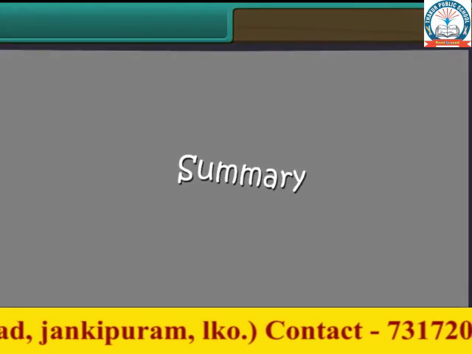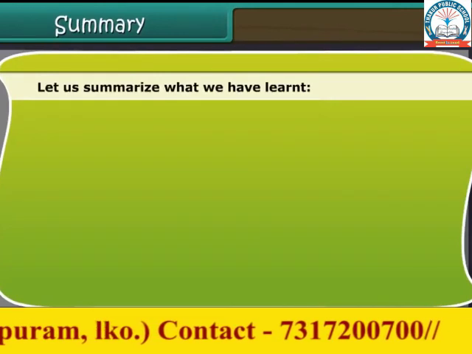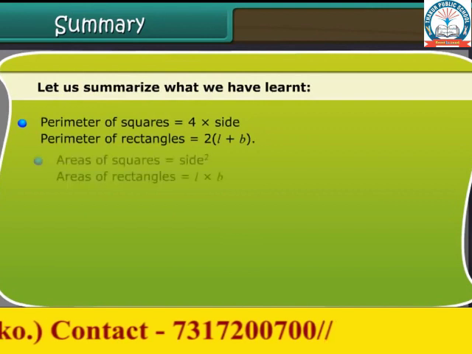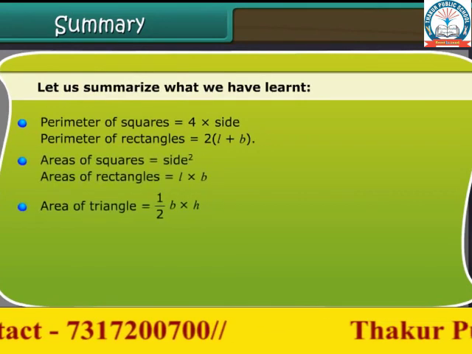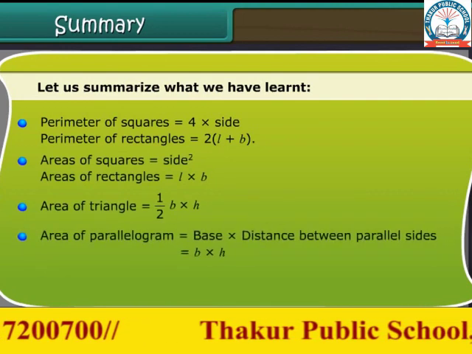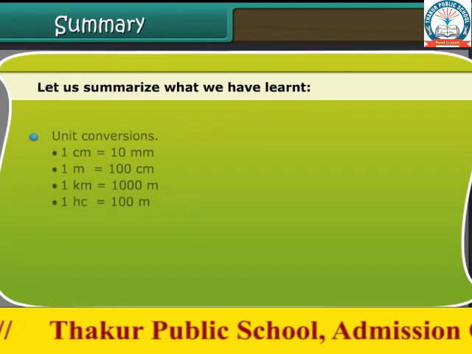Summary. Let us summarize what we have learned. Perimeter of squares and rectangles, areas of squares and rectangles, area of a triangle, area of a parallelogram, circumference and area of a circle, unit conversion.